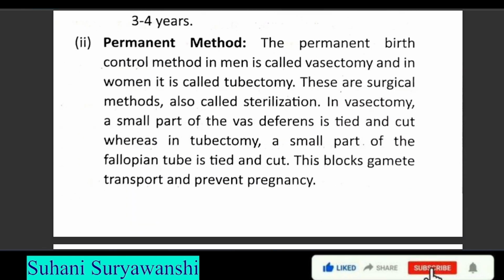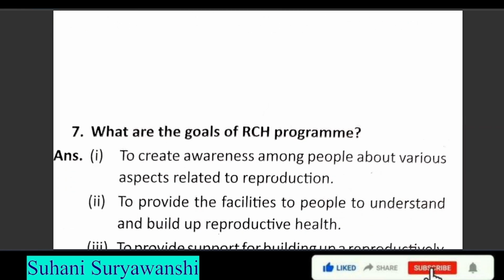Permanent method. The permanent birth control method in men is called vasectomy, and in women it is called tubectomy. These are surgical methods and are also called sterilization. In vasectomy, a small part of the vas deferens is tied and cut, whereas in tubectomy, a small part of the fallopian tube is tied and cut. This blocks gamete transport and prevents pregnancy.